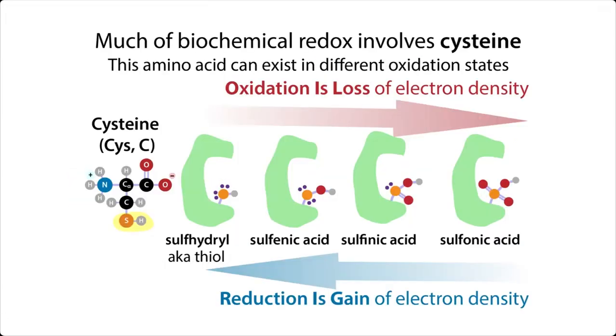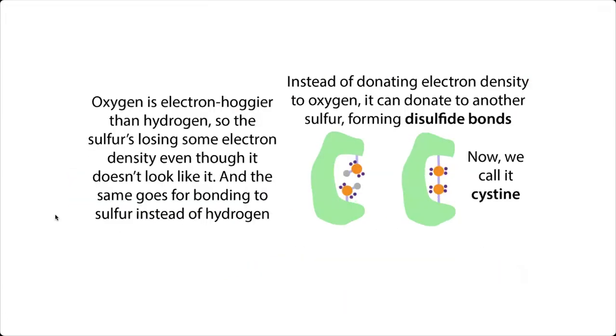That was bonds to oxygen, but it turns out that sulfur is also electronegative, more electronegative than carbon and than hydrogen. It's not as electronegative as oxygen, but if you swap out a bond to a hydrogen for a bond to another cysteine, that is going to be oxidation. You go from getting those electrons from the hydrogen to having to share fairly with the other sulfur, so an oxidative reaction has occurred.